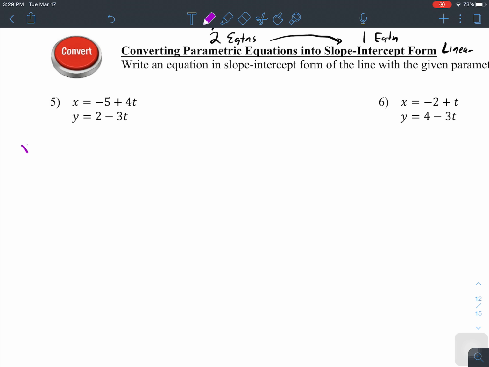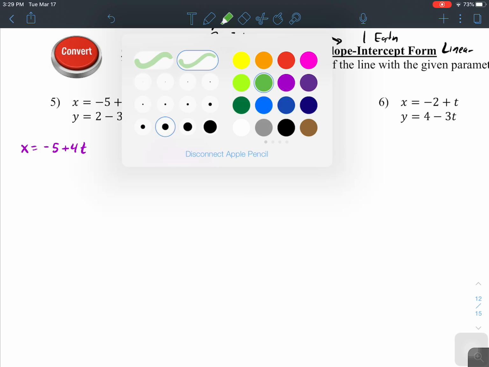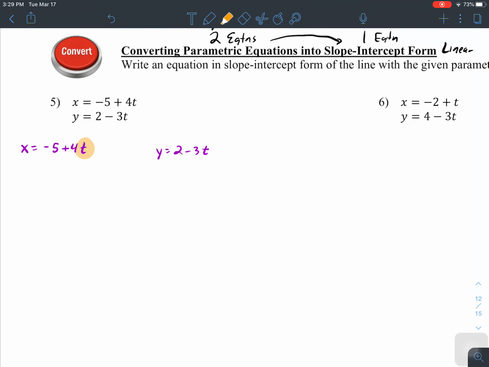I'll have x equals -5 plus 4t. And over here, y equals 2 minus 3t. I'll just write them horizontally. I see that they both share, and we'll do an orange, they both share time. They have that variable in common. So what I'm going to do is solve for time in both equations.